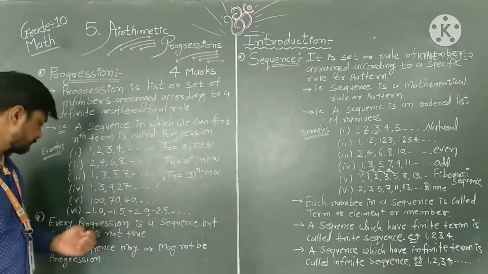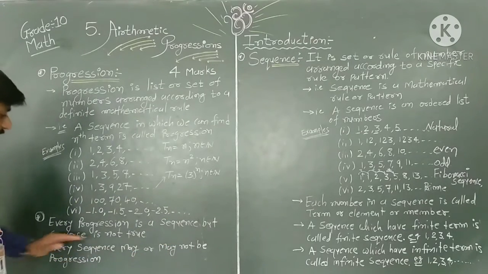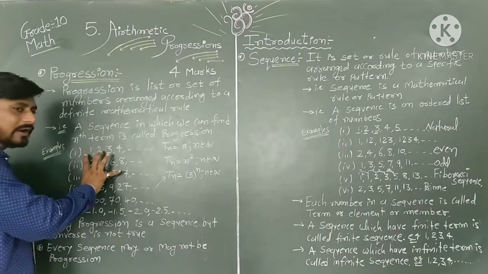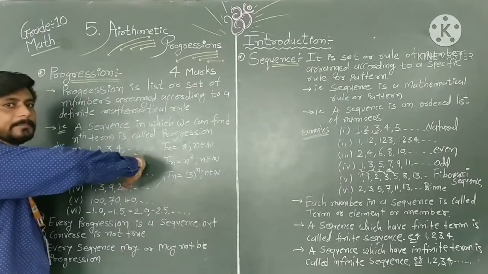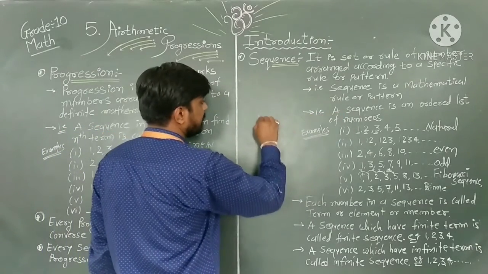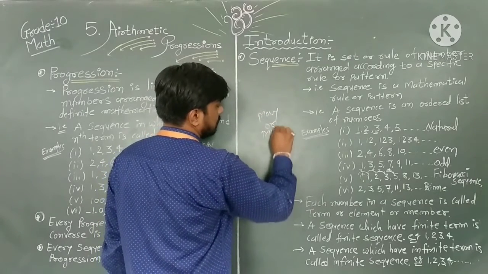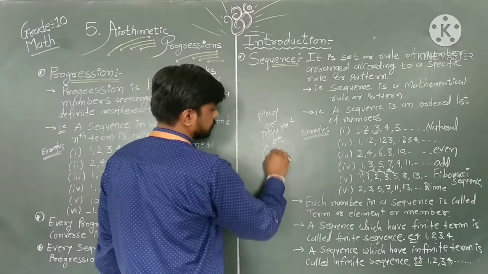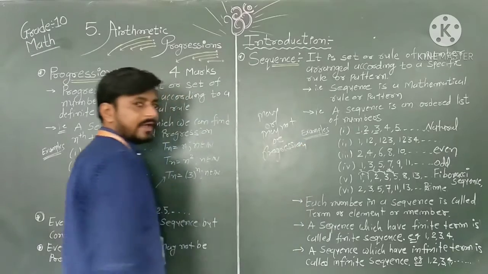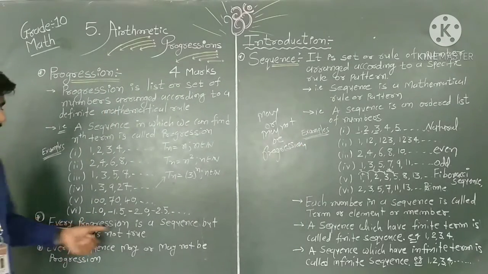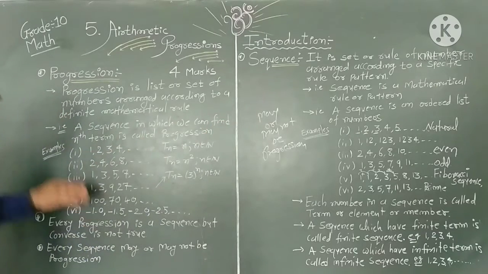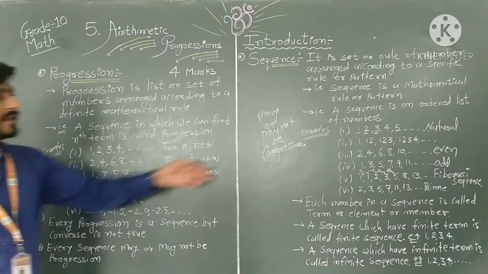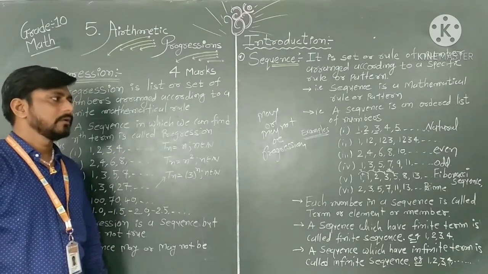What is the difference between a sequence and a progression? Here I write the main difference. Every progression is a sequence, but the converse is not true. That means all these examples are sequences, but every sequence may or may not be a progression. Again I repeat, every progression is a sequence, but the converse is not true. That means a sequence may or may not be a progression. Here I already told you. Okay, got it everyone?